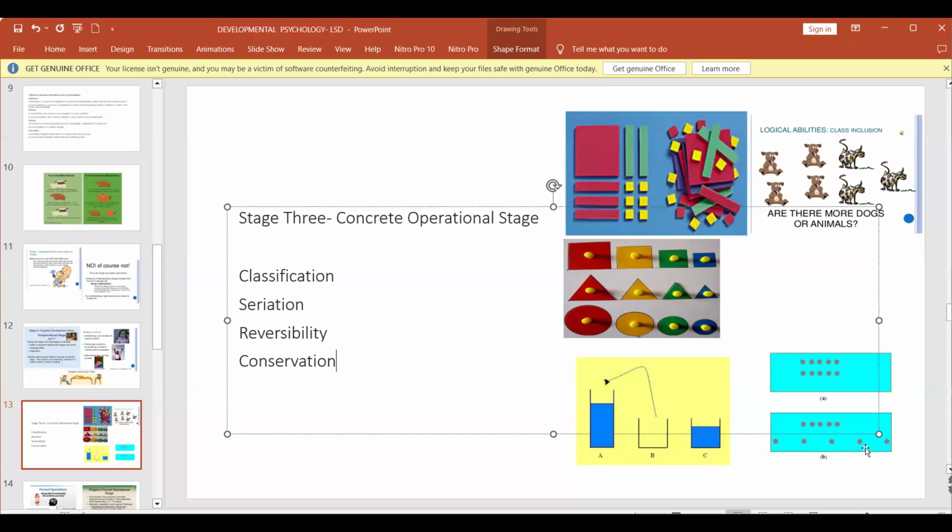I can give you another example if you want. Take 2 clay balls of the same size. In front of the child, you flatten one to a roti shape, and you ask the child which has more clay. If the child says the roti shape has more clay, the child has not developed the concept of conservation. If the child says both have the same quantity, the child has developed the concept of conservation.